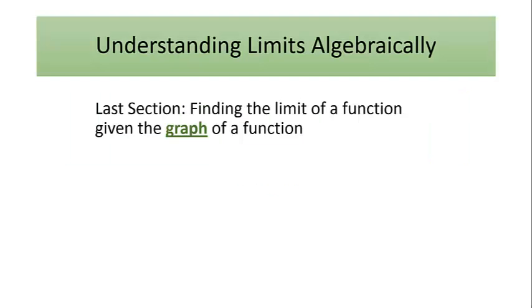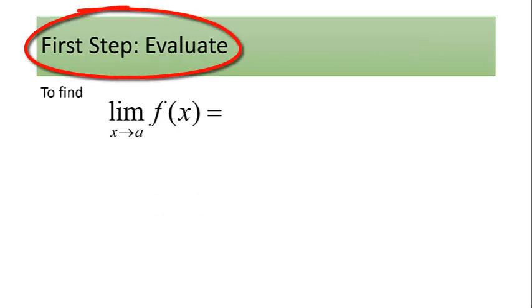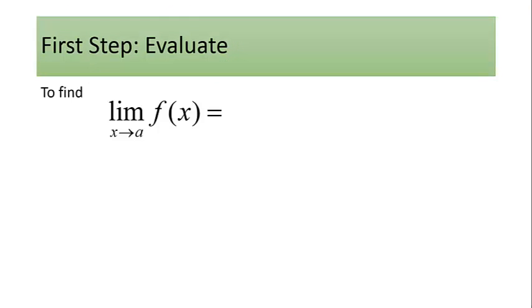Let's get started. In our last section, we introduced the notion of the limit of a function and discussed how to find a limit given the graph of a function. In this section, we will begin to learn how to find the limit of a function when we are given an equation. The first step in computing a limit is always evaluation. To find the limit of f of x as x approaches a, the first step is always to evaluate the function at x equals a, so we get f of a. And if this is a number, then we're done.